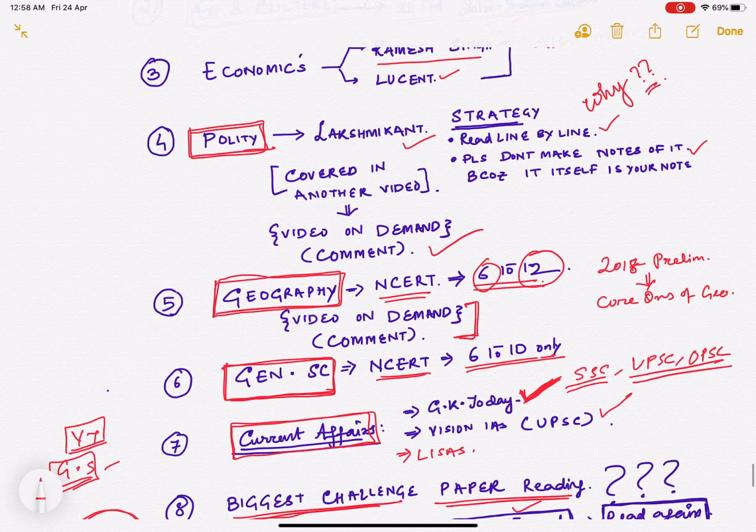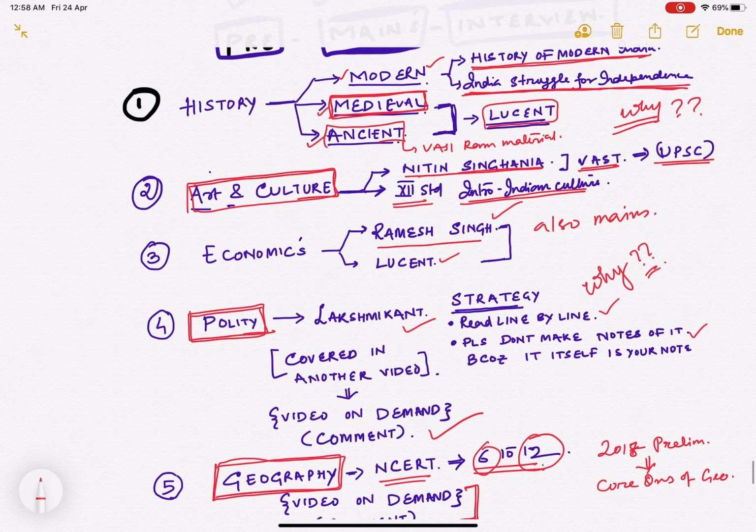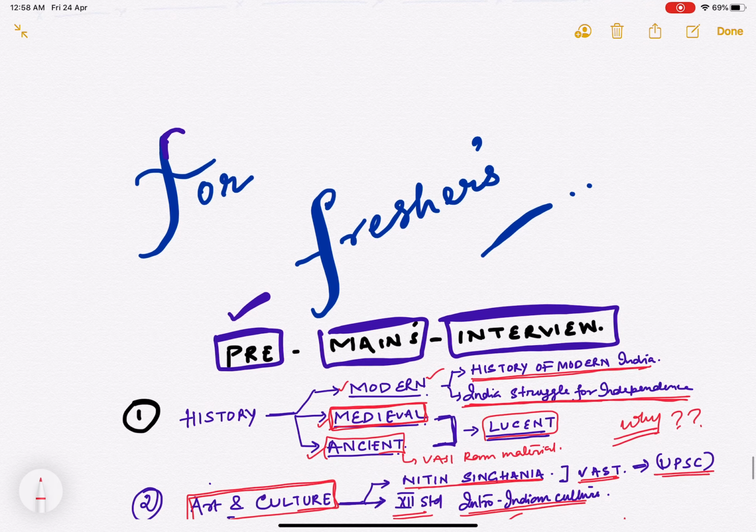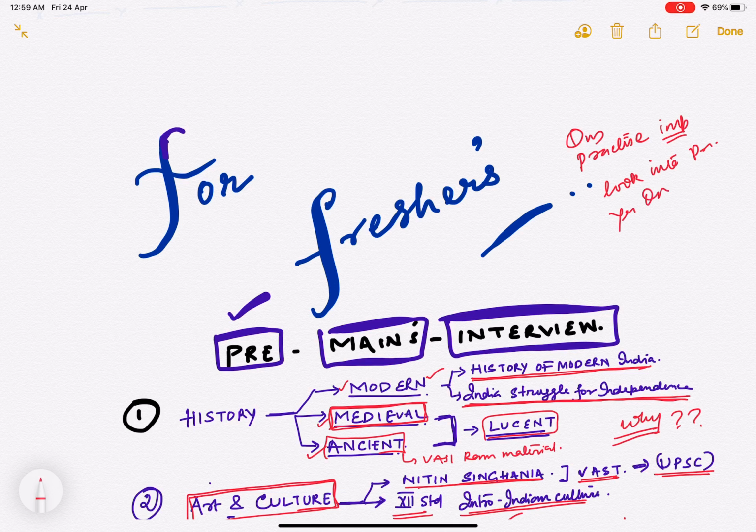See, this is the simple strategy for the freshers. And for the freshers, I would request that you remember one thing: no matter what you do, question practice is important. Look into the previous years' questions. Join a test series. Trust me, this will help you out.